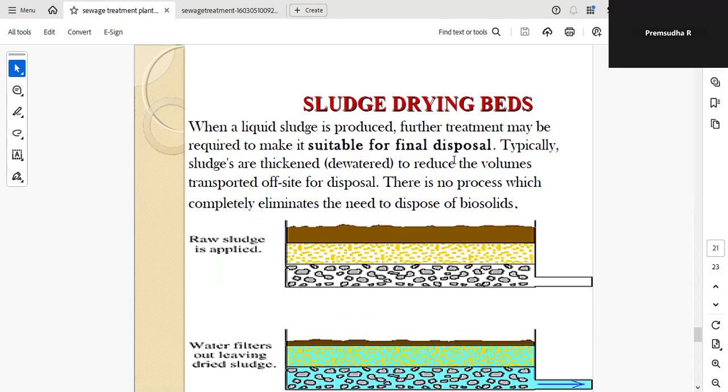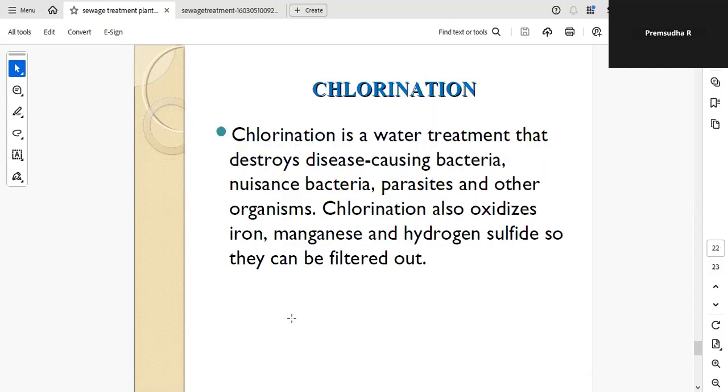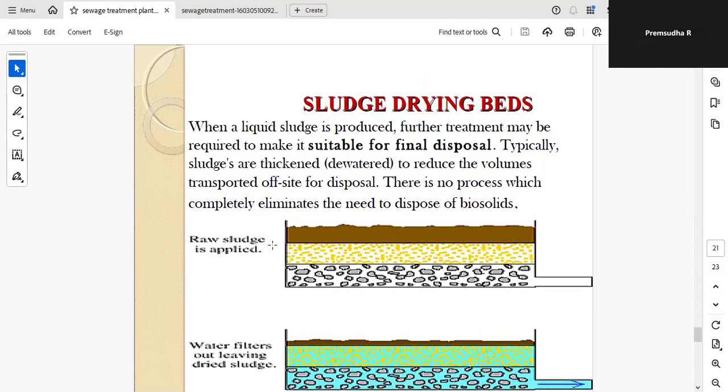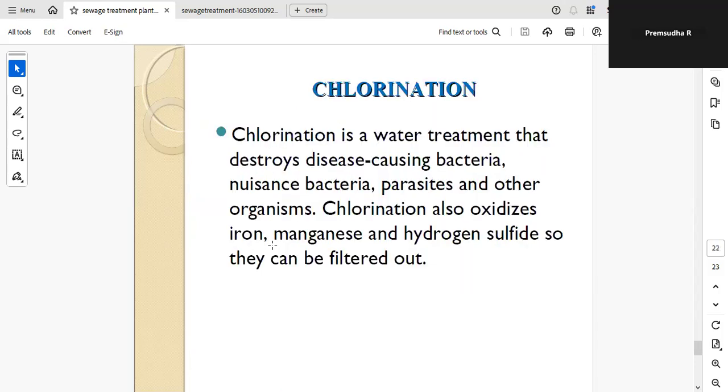for final disposal. Typically, sludge is thickened to reduce the volume, and the reduced volumes are transported off-site for disposal. There is no process which completely eliminates the need to dispose of biosolids. Raw sludge is applied here, and here you can see it will dry the sludge. Evaporation takes place. The water from the sludge is evaporated through the sunlight, and the dry sludge we can collect.